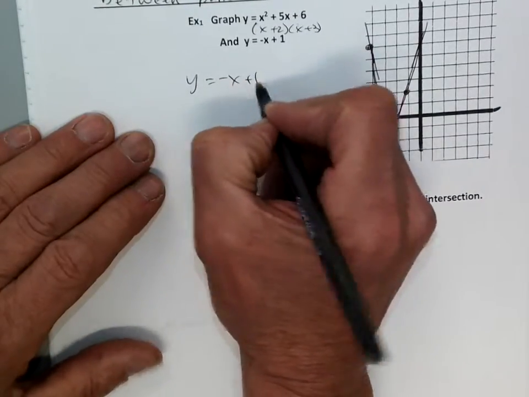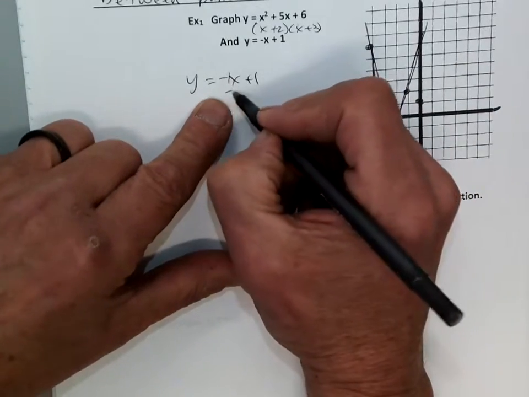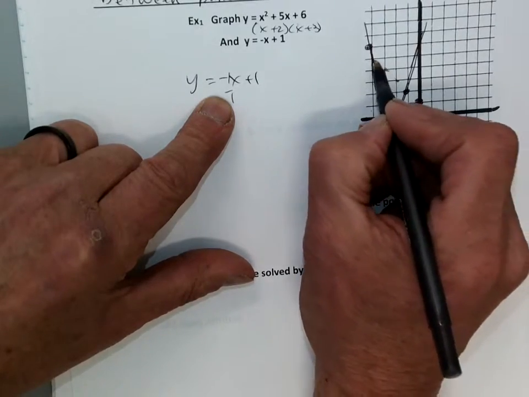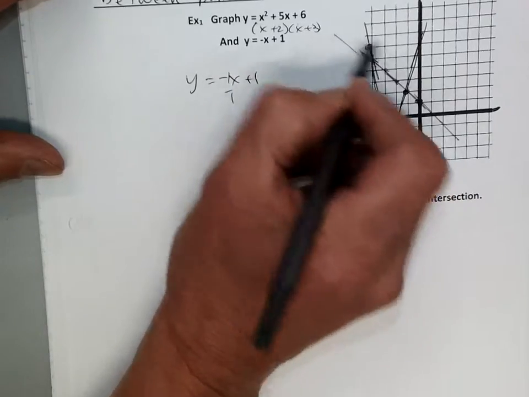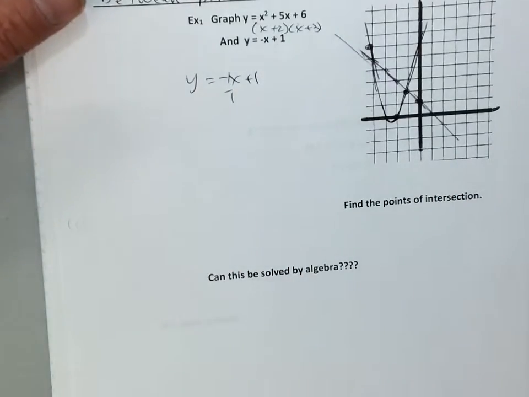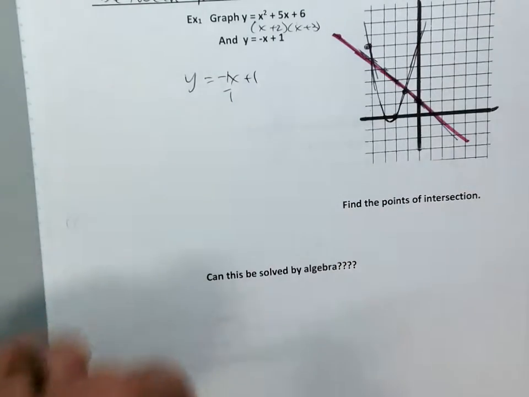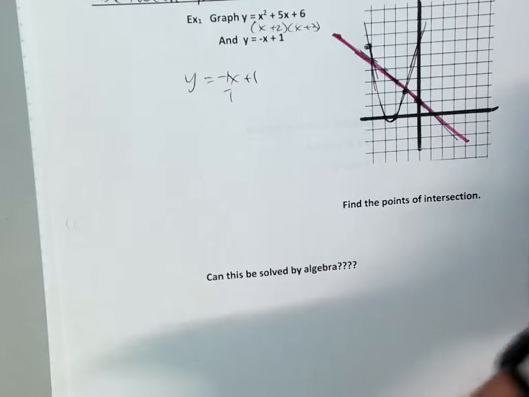-x plus 1 starts at a positive 1, right? Down 1, over 1, down 1, over 1. Actually, I missed it, didn't I? It's right there. Okay, so there's my two lines. Let me put one in one color and the other in another. Here's my line, and there's my parabola. Now if you guys would stop talking, I'll explain what I did.